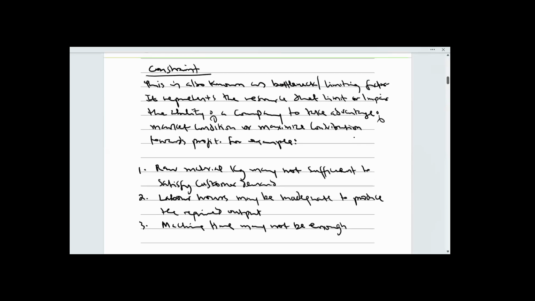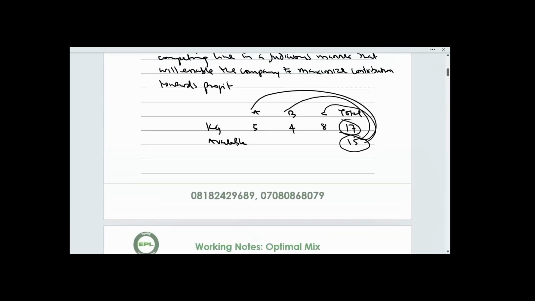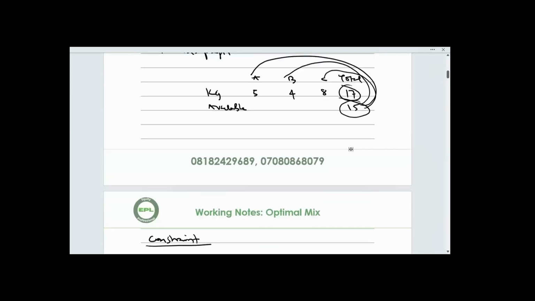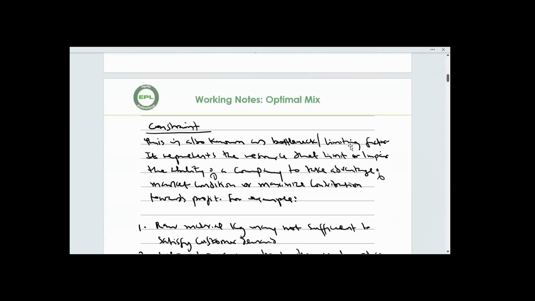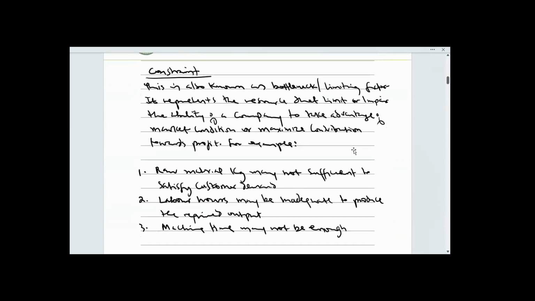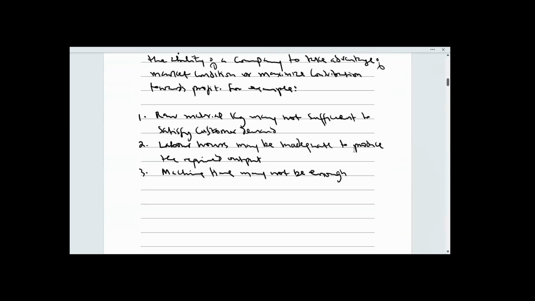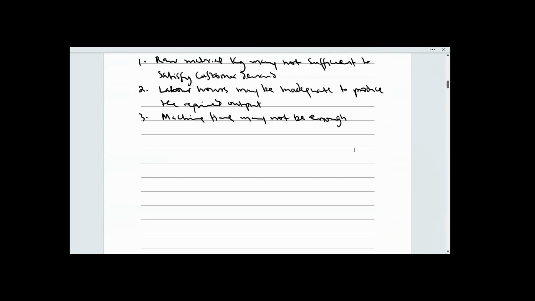Like I mentioned in my example above, you need a material kilogram of 17, but you have only 15 kg. That is a constraint. So when this happens, once there's a constraint, that means there's a limiting factor. So there are two types of constraints. Types of constraints.